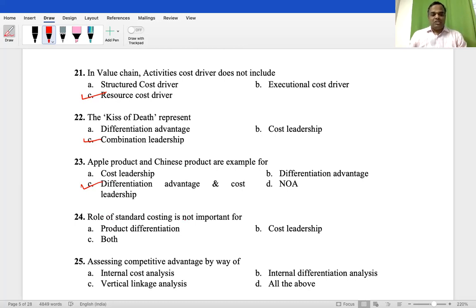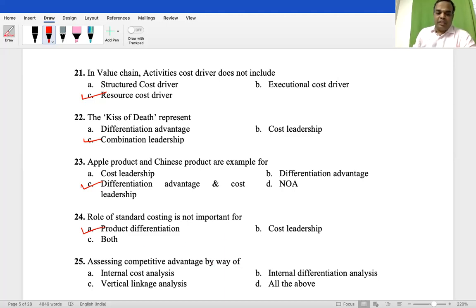Role of standard costing is not important for product differentiation, cost leadership, or both. In product differentiation, uniqueness of the product is important. So we are not going to bother about the cost because we are going to charge a premium rate.